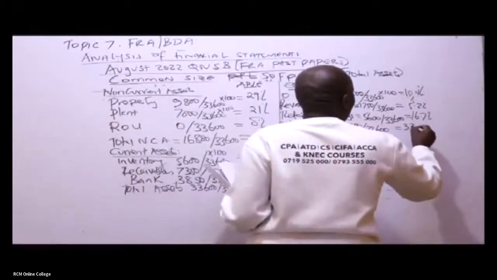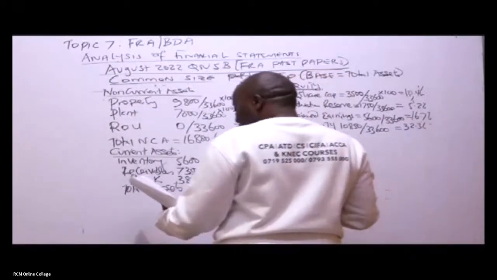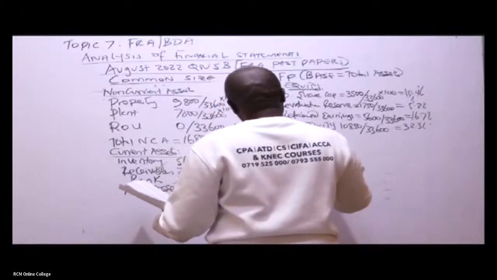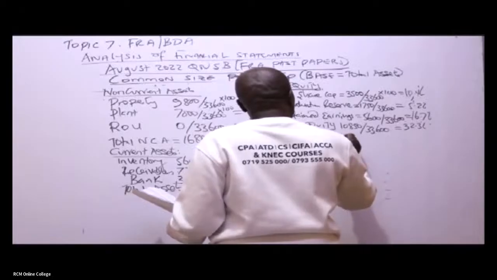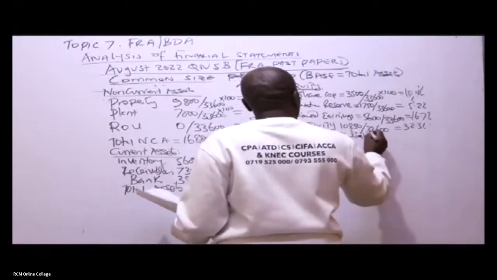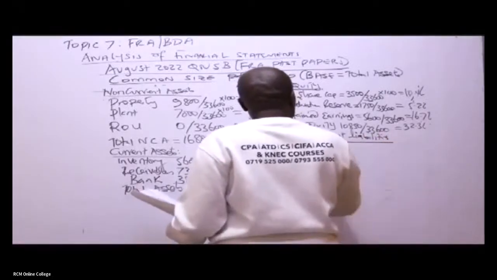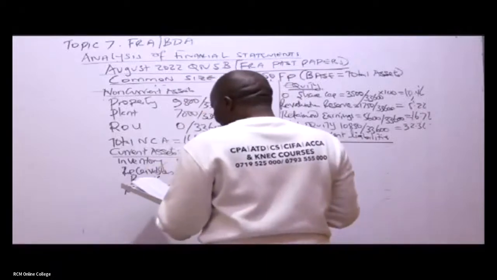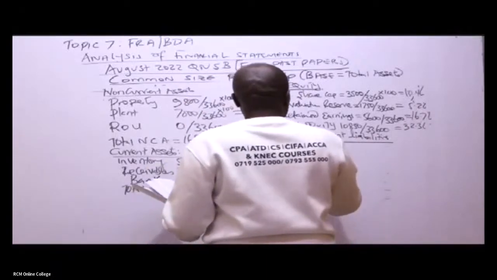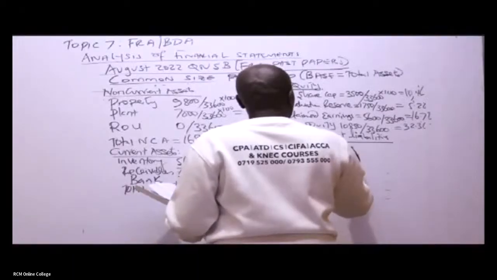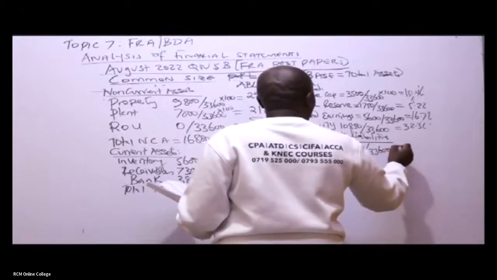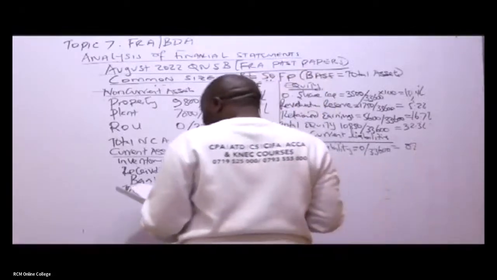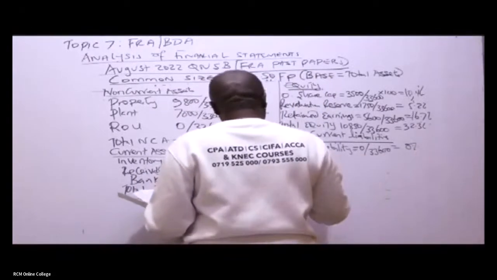32.3%. After total equity, write exactly whatever they have given you there. Non-current liabilities: I can see lease liability. Don't say because it's 0, you won't write it. Write it. 0 divided by 33,600, you're getting 0% there. Then we have 10% loan notes.